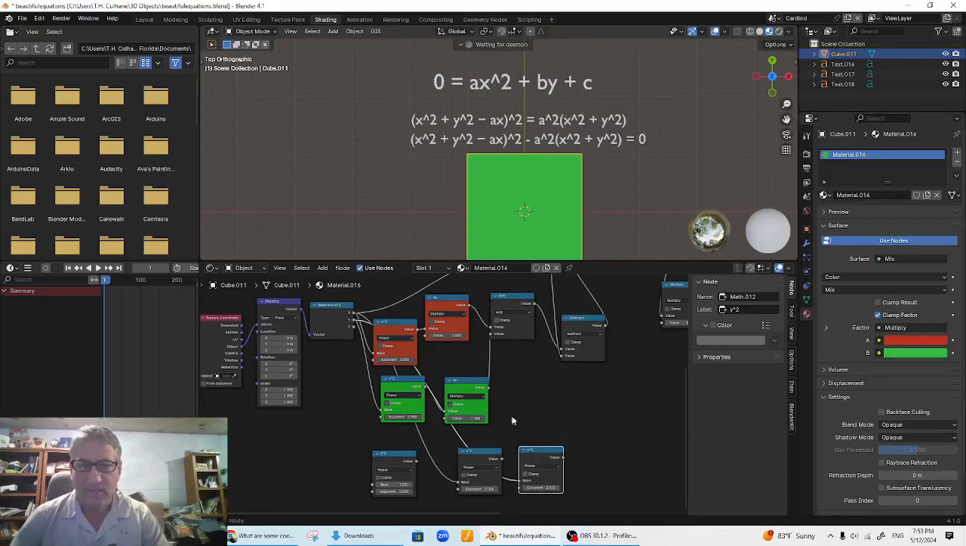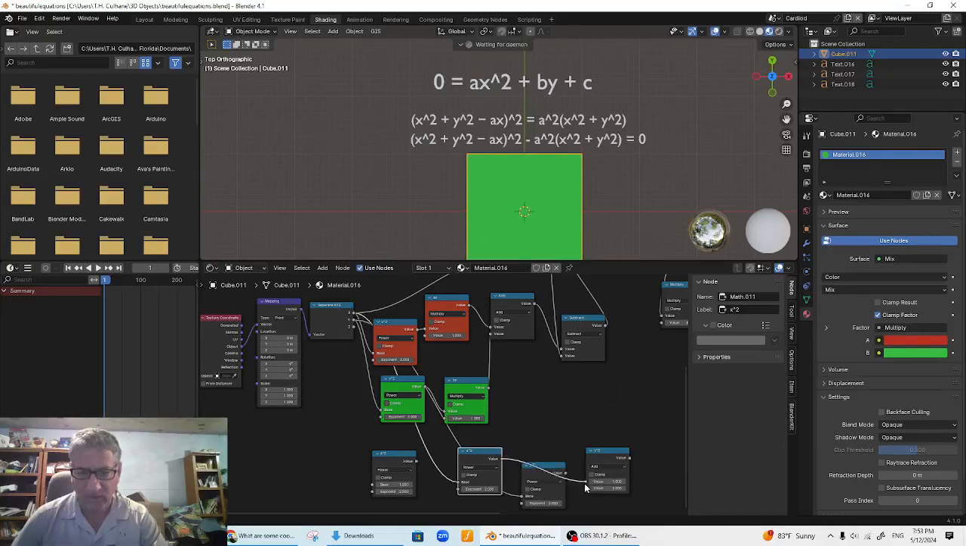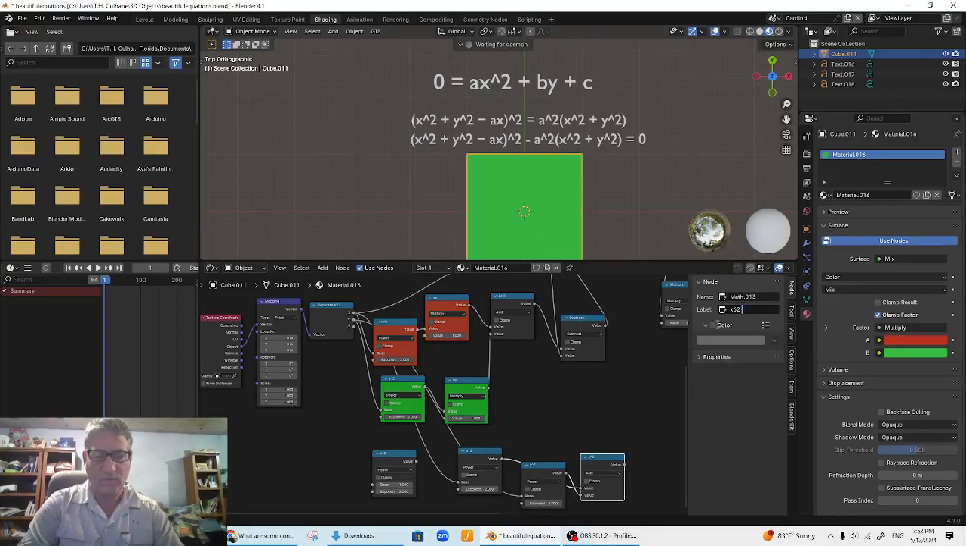And then I want to add them together, so I'm going to put in the add node where I add this value and this value, and I call that x squared plus y squared. That takes care of that.